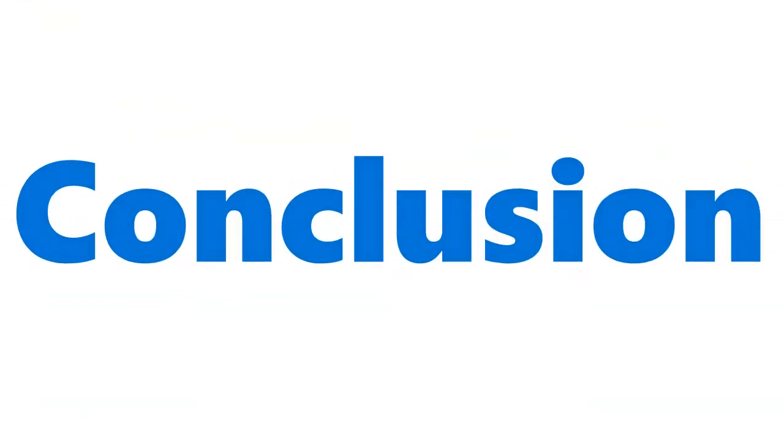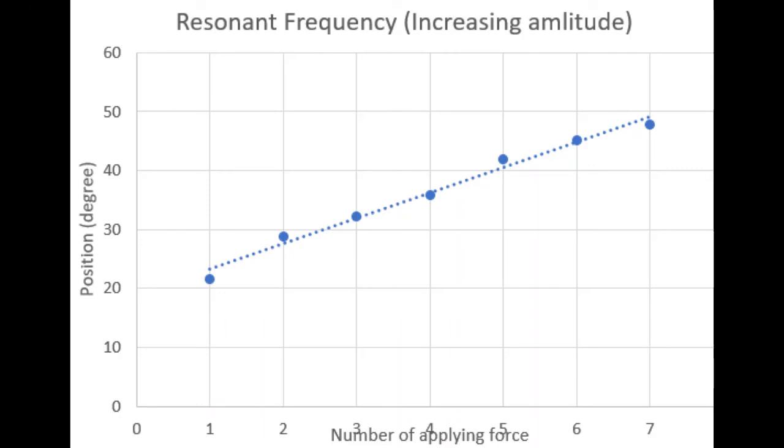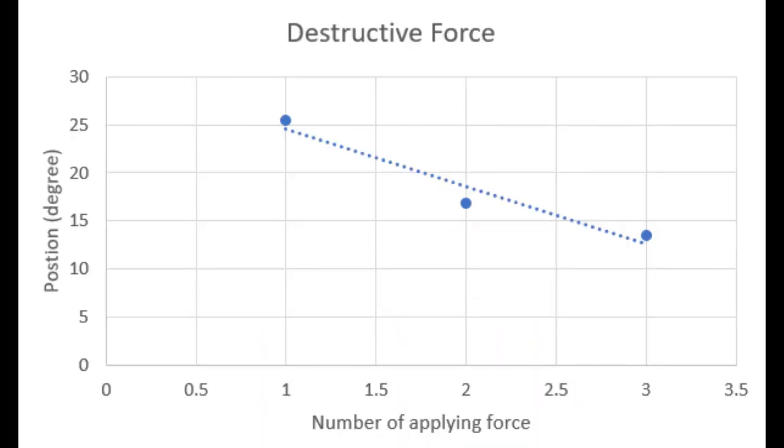As demonstrated throughout the video, external forces generate changes in the amplitude, creating variations in frequency of the system compared to the natural frequency. This new frequency is a result of the period change of the oscillation. Each external force properly demonstrates these changes by having a linear slope when graphing position against the number of applying forces. Constructive force and resonant frequency obtain a positive linear slope since the amplitude of the system rises, creating a longer period. In contrast, destructive force generated a negative linear slope due to the amplitude decreasing, creating a shorter period.